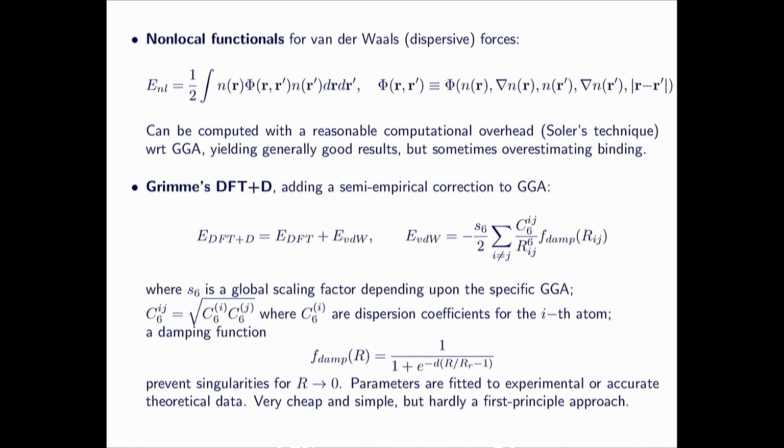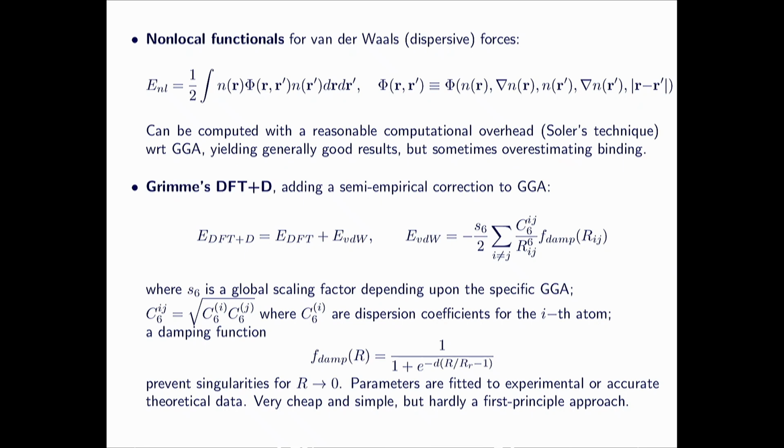And this kernel is also a function of the charge density, of the gradient of the charge density, and of the difference between R and R prime. So it's a rather complicated object that also exists since years, but it was basically unusable because too expensive. But there have been some algorithmical improvements, in particular the Soler technique, that have allowed to write those non-local functionals in a way that is reasonably cheap from a computational point of view.